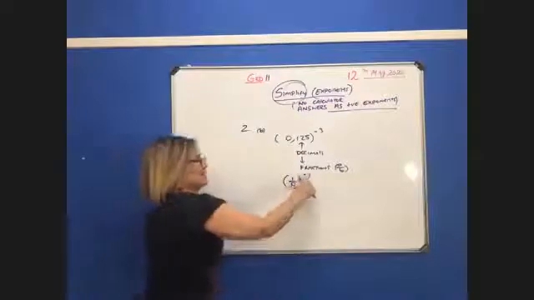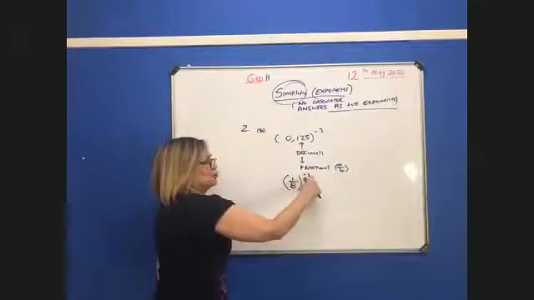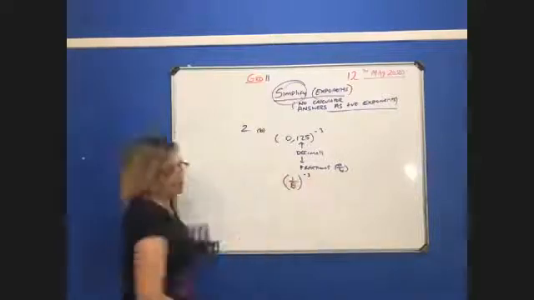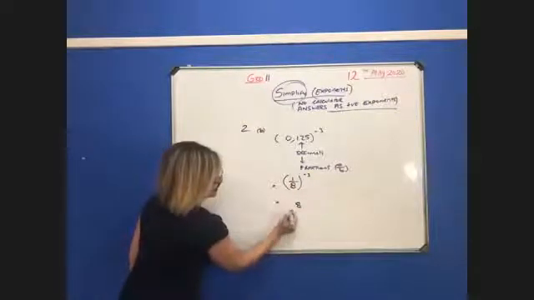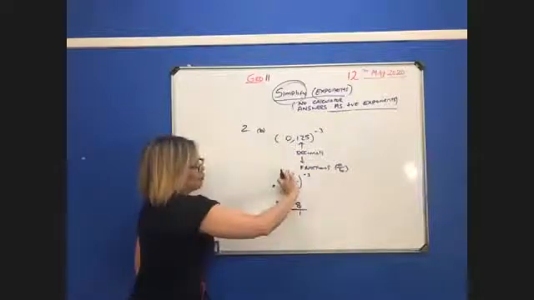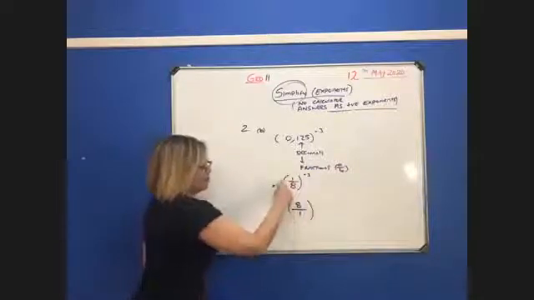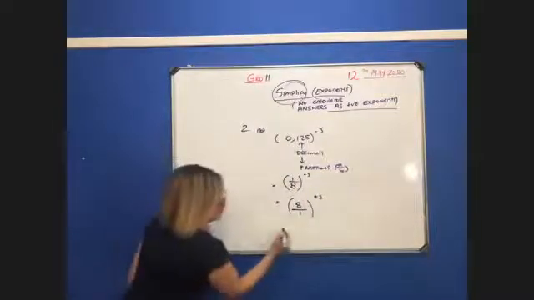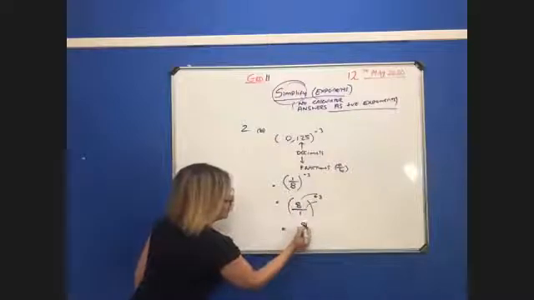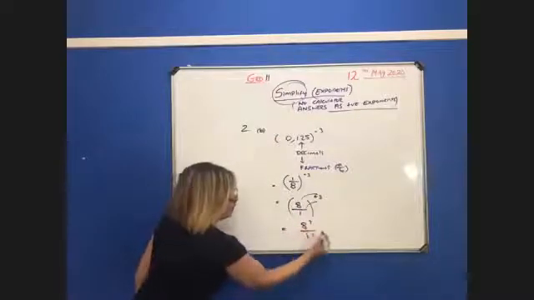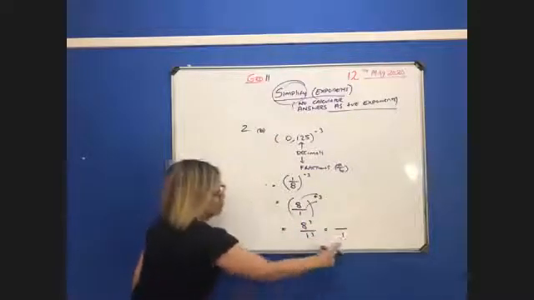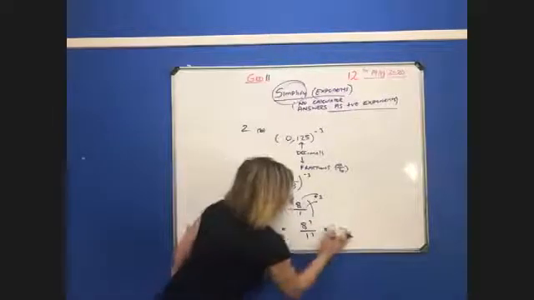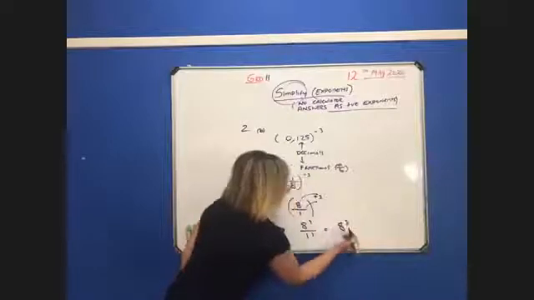Now, let's make the negative exponent positive by flipping the base. So if you put the 8 in the top and the 1 at the bottom, I flip the base, and now the exponent is positive 3. So that means you have to apply the power: 8 to the 3 over 1 to the 3. Now, 1 to an exponent is 1. So 8 to the 3, I think I'm going to leave my answer as 8 to the 3.